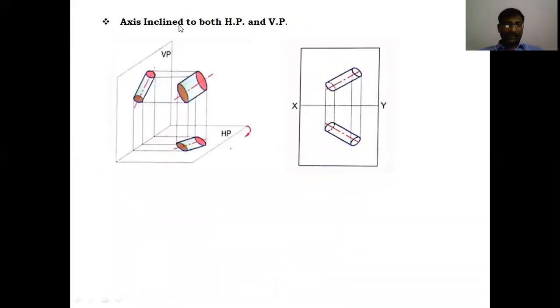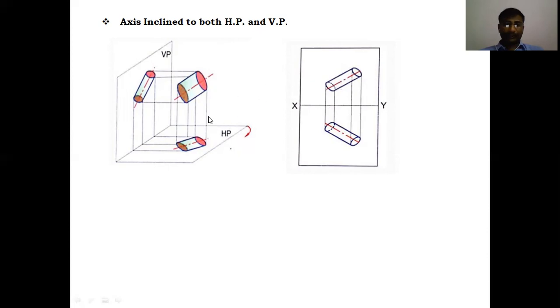And the last is the axis inclined to both HP and VP. When the axis is inclined to both, the solid's front view is like this and the top view is like this. The axis inclination to HP is represented above the XY line in the front view, and the axis inclination to VP is represented below the XY line. These are the different positions we are going to draw in projection of solids.